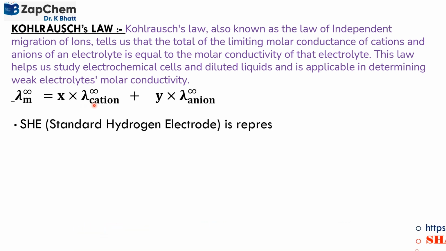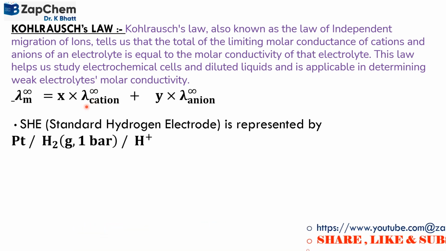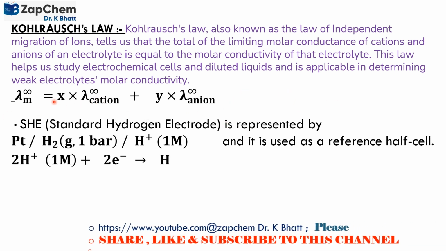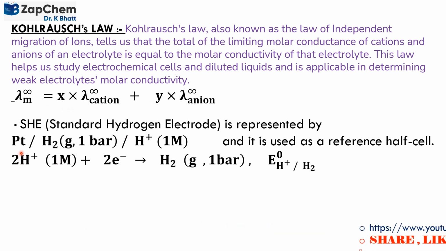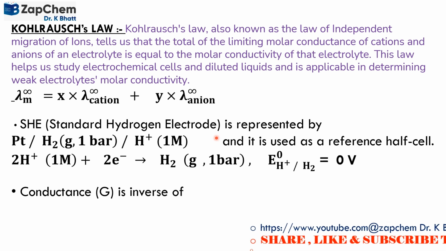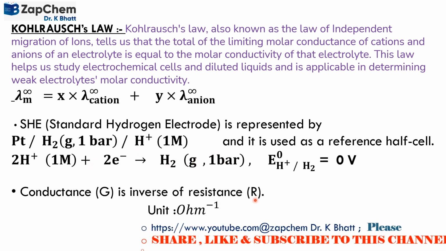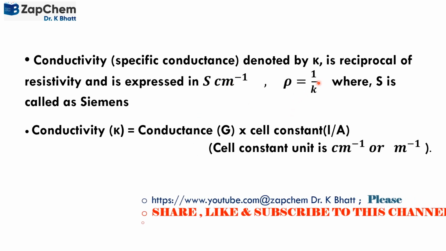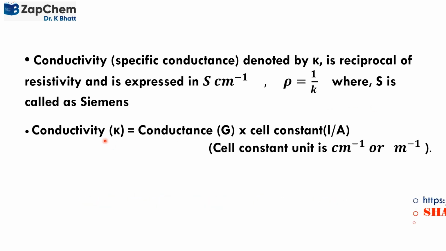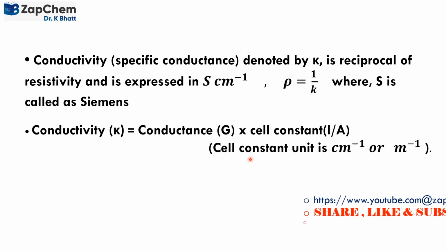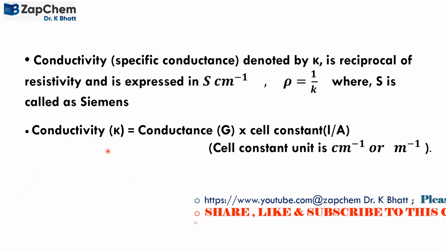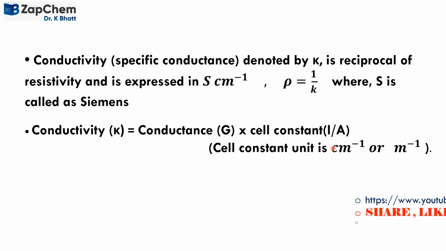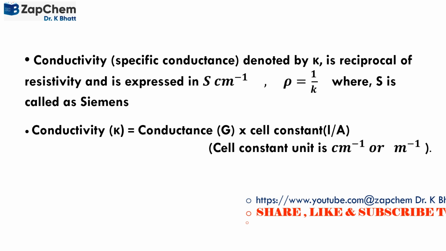This represents, at infinite dilution, the conductance of cation plus the conductance of anion. And this represents the number of cations and the number of anions. And here is the formula. And these are the specific resistance. The unit of rho is ohm centimeter, and conductance is 1 upon R, where S is called Siemens. And this is also an important expression regarding conductivity, conductance G, and the cell constant, which is l upon A, and its unit is this.